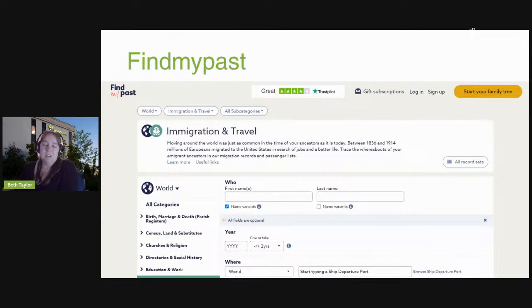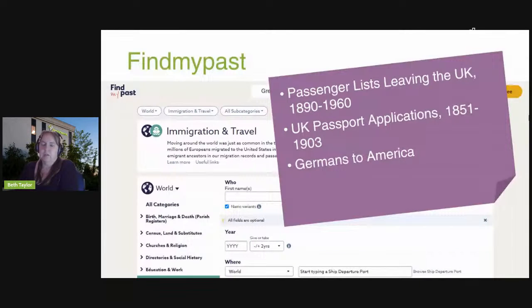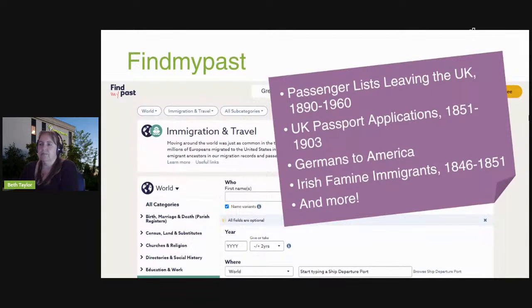Findmypast also has a number of good immigration resources. Specifically, Findmypast is a UK website, but they do have the passenger lists of people leaving the UK from 1890 to 1960. Keep in mind that they did start keeping track of those departing, but not until 1890. They have some other great resources, including Germans to America.